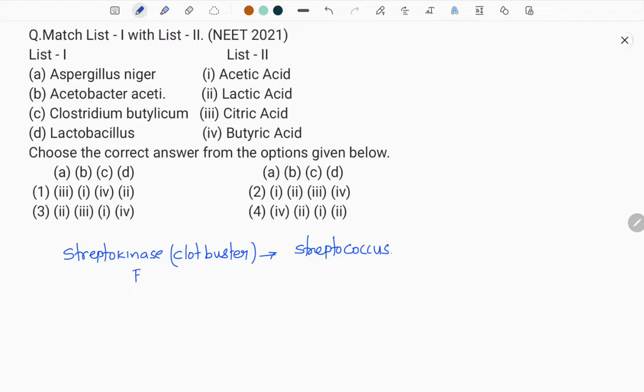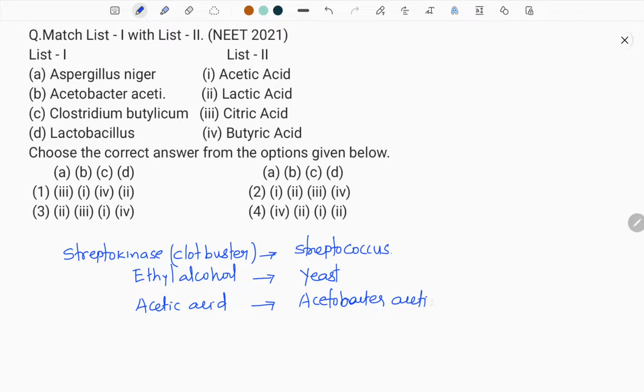And ethyl alcohol, we know, is very famous. Ethyl alcohol is obtained from yeast, that is Saccharomyces cerevisiae. Acetic acid, also called vinegar, is obtained from Acetobacter aceti and Acetobacter pasteurianum, named after Louis Pasteur, the famous scientist from immunology.